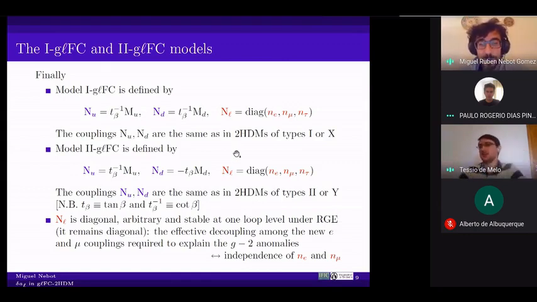No, yeah. It was just to get it right, what is the framework you were working on. But yeah, I see. We are allowing enough freedom to address these anomalies, but not too much, not taking too many liberties. Just allowing this in the lepton sector, and not introducing new parameters in the quark sector in addition to that.